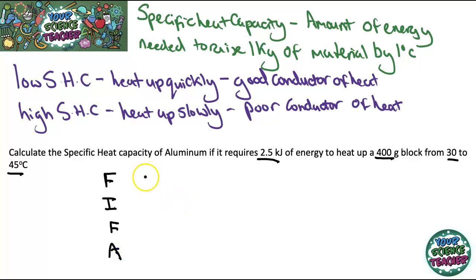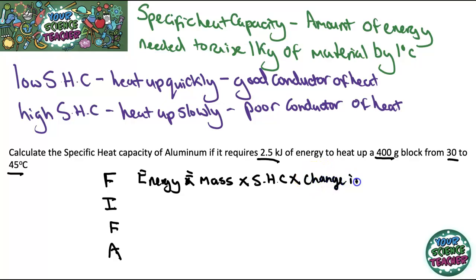So if I write out the formula for this equation, it's energy equals the mass times by the specific heat capacity times by the change in temperature. So let's insert what I know then. So the energy is 2.5 kilojoules. So that goes into there. The mass is 400 grams times by the specific heat capacity times by the change in temperature, which is 15 degrees C.